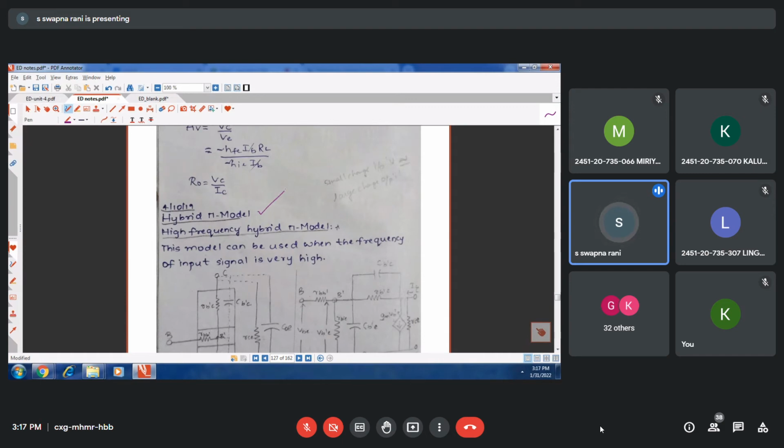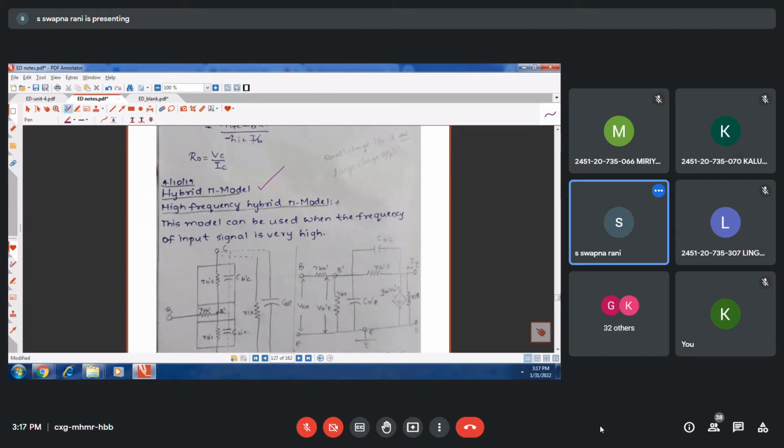If you have any doubt, we will discuss. So the next is the hybrid pi model. Hybrid pi model.